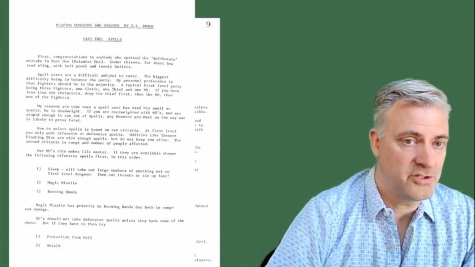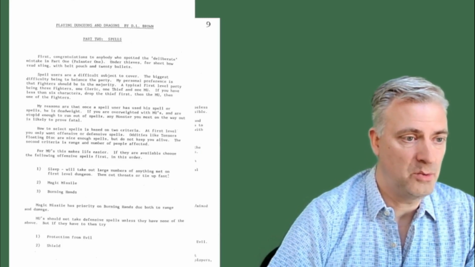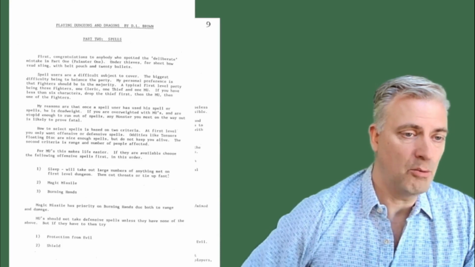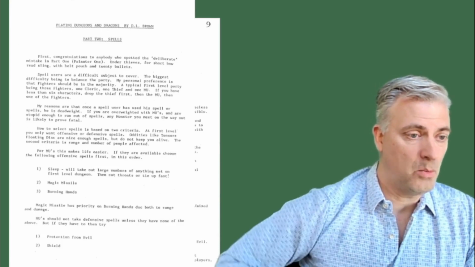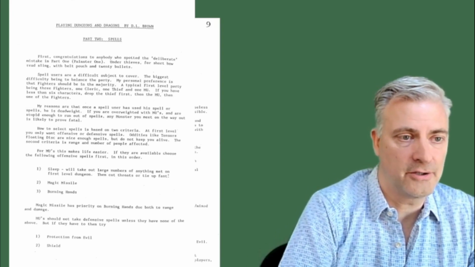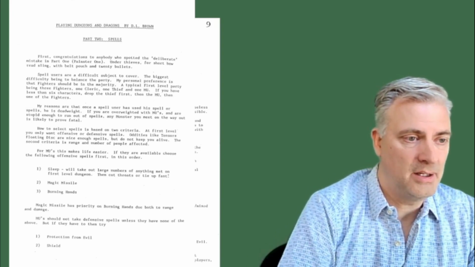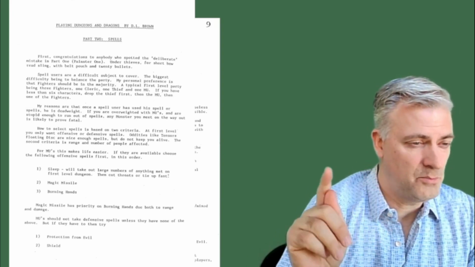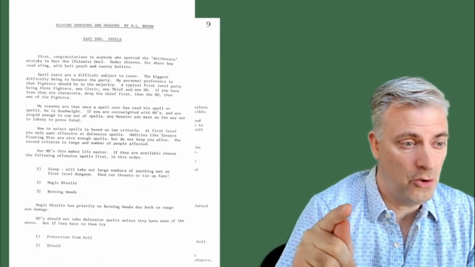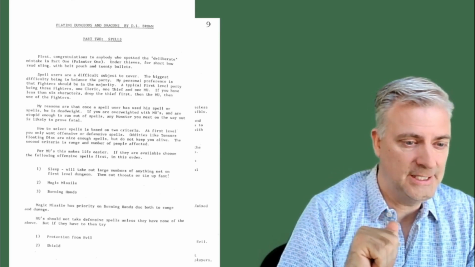Now we have Playing Dungeons and Dragons Part 2, and this one is going to give you advice on spells. This is by D.L. Brown. Remember last time he told you about what equipment you should get for your low-level character. And now he talks about, and he does point out there was a mistake, I think he recommended thieves use bows, which I don't think they're allowed to use under AD&D.